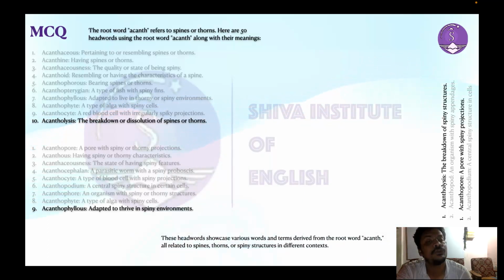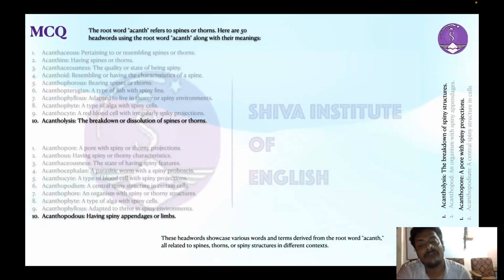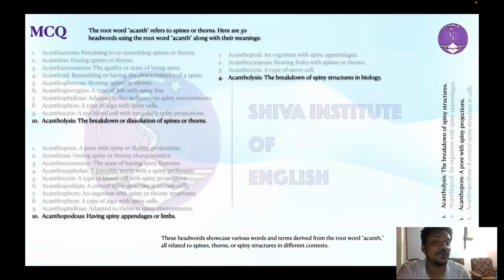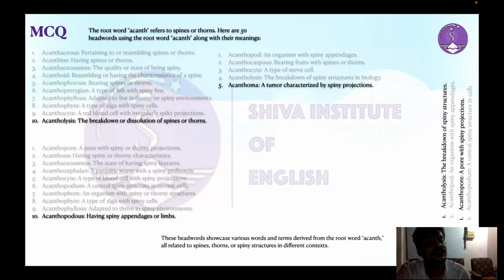Acanthophilus, adapted to thrive in spiny environments. Acanthopodus, having spiny appendages or limbs. Acanthopod, an organism with spiny appendages. Acanthocarpus, bearing fruits with spines or thorns. Acanthocyte, a type of nerve cell. Acantholysis, the breakdown of spiny structures in biology. Acanthoma, a tumor characterized by spiny projections.